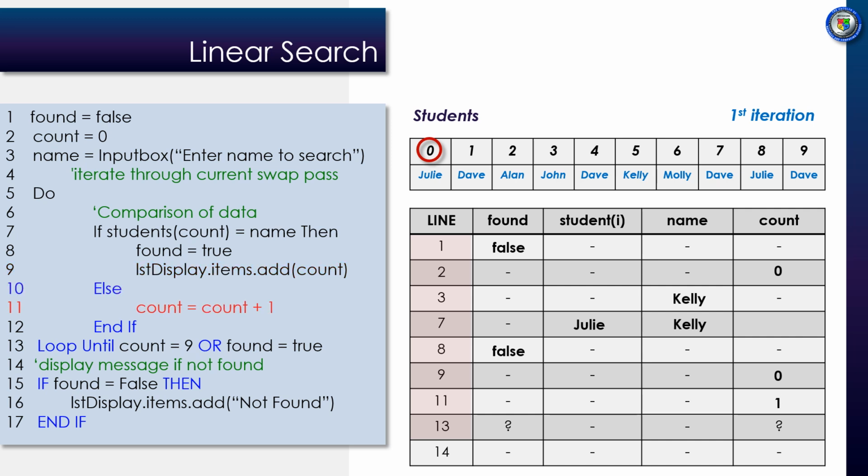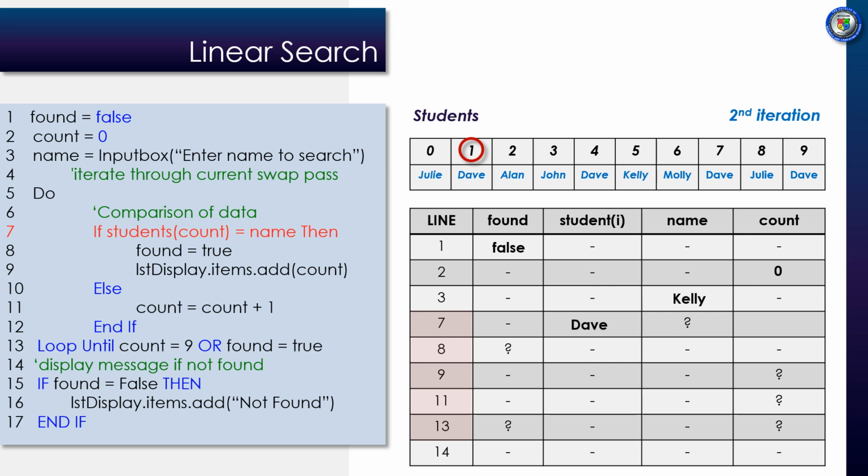In line 11, we increment our count by 1. And in line 13, we see that found is false and count is 1. Therefore, we go back round the loop. Going back round the loop, again we have incremented count to equal 1 at this point.